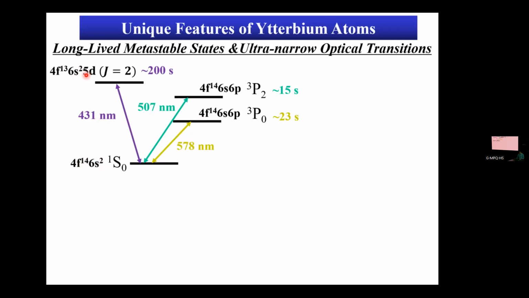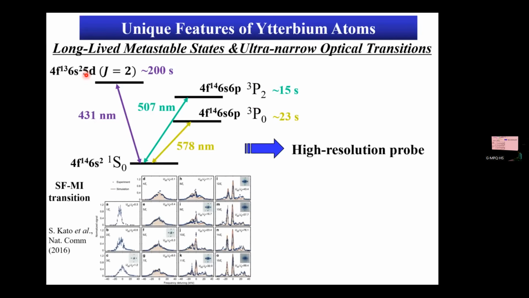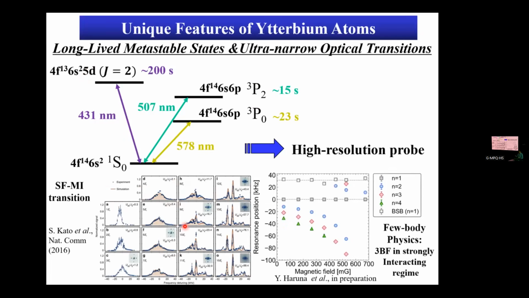Okay, and these ultra-narrow optical transitions are useful for high-resolution probe of the quantum many-body state, like the superfluid to Mott insulator transition like this, and few-body physics.